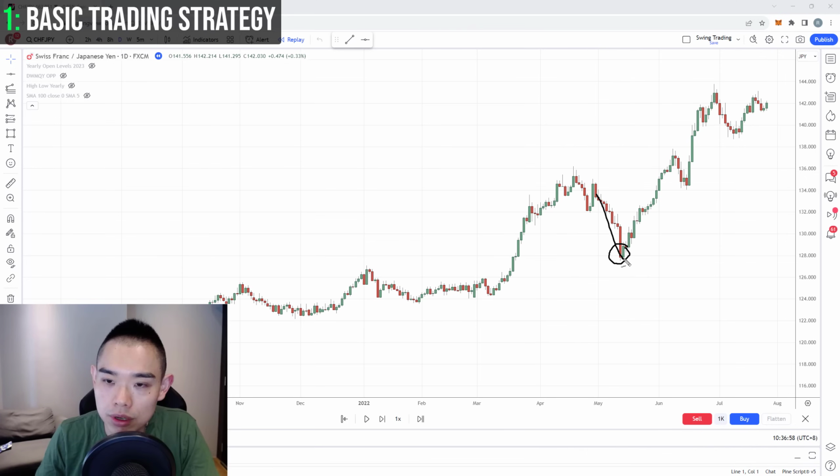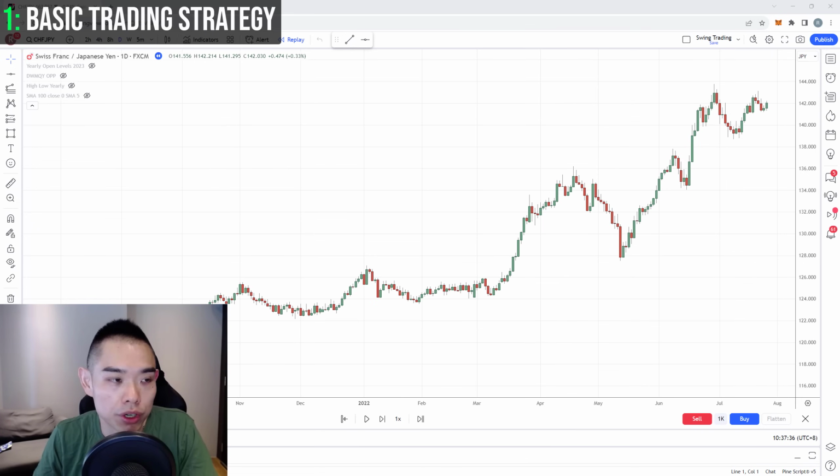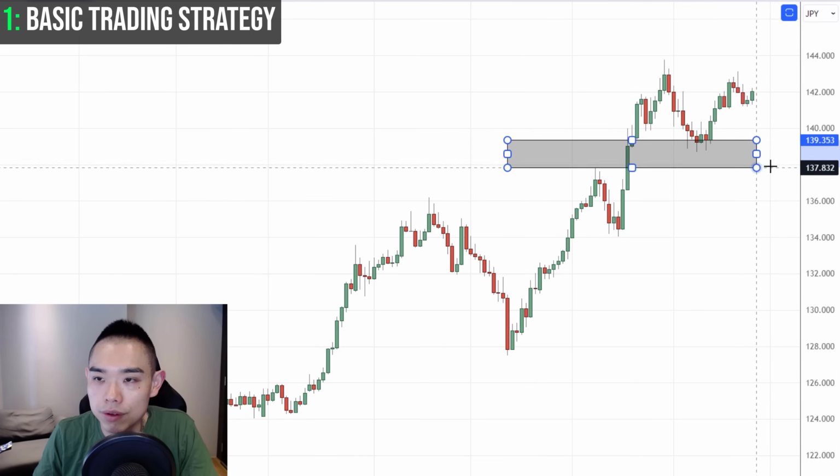Price came down, then push up higher. This is another one. Price came down lower, push up higher, then made a pullback, and then push up higher. So these are all the key swing points that most price action traders would pay attention to. So these are potential area of support on the chart. And I'm going to highlight this particular area out, this one here.